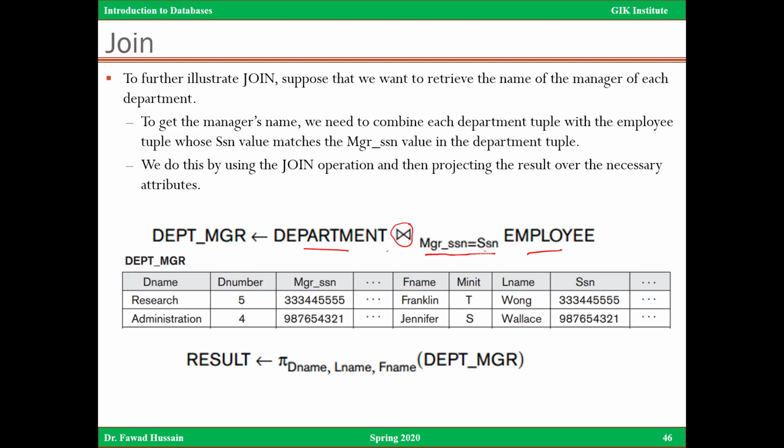Even if the numbers were the same, it's not going to automatically assume that you are making a join on this. If you don't write this condition, you are going to end up with a Cartesian product. So you can have this, and the intermediate value is going to be stored in department manager. Since the question was to get the manager's name, we are only interested in the name. So we are going to write the department name, first name, last name and first name of this temporary or intermediate data. This is going to give us the final result.